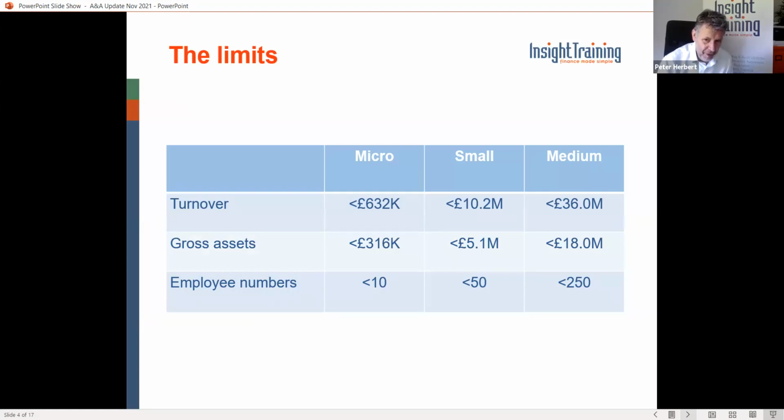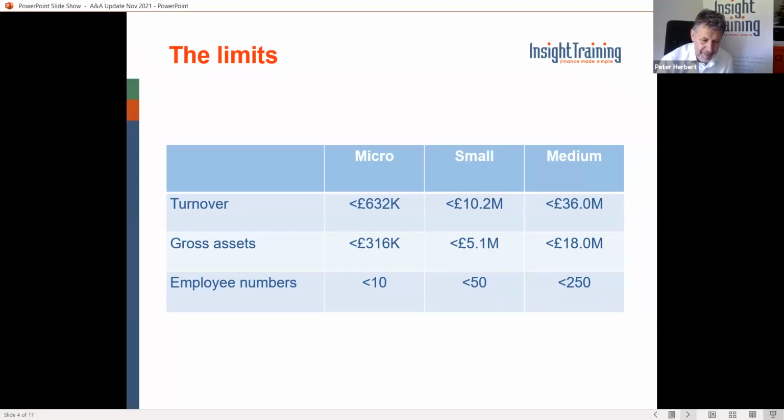If you're below 2 out of 3 of 10.2 million turnover, 5.1 million assets, and 50 employees, then you are small. You're eligible from a financial reporting point of view to apply Section 1A of FRS 102. And of course, very importantly, you can avail yourself of audit exemption.